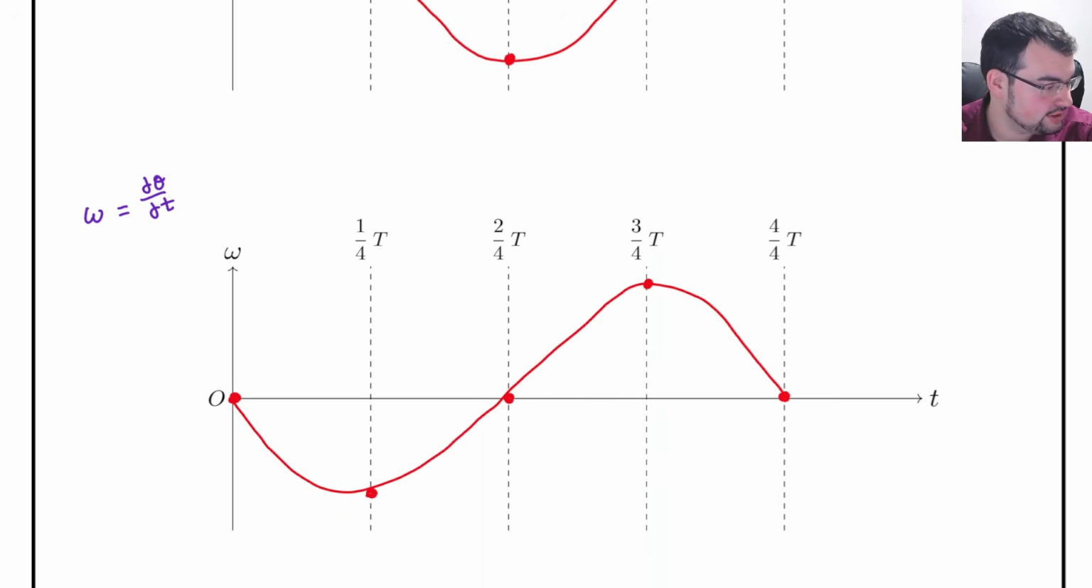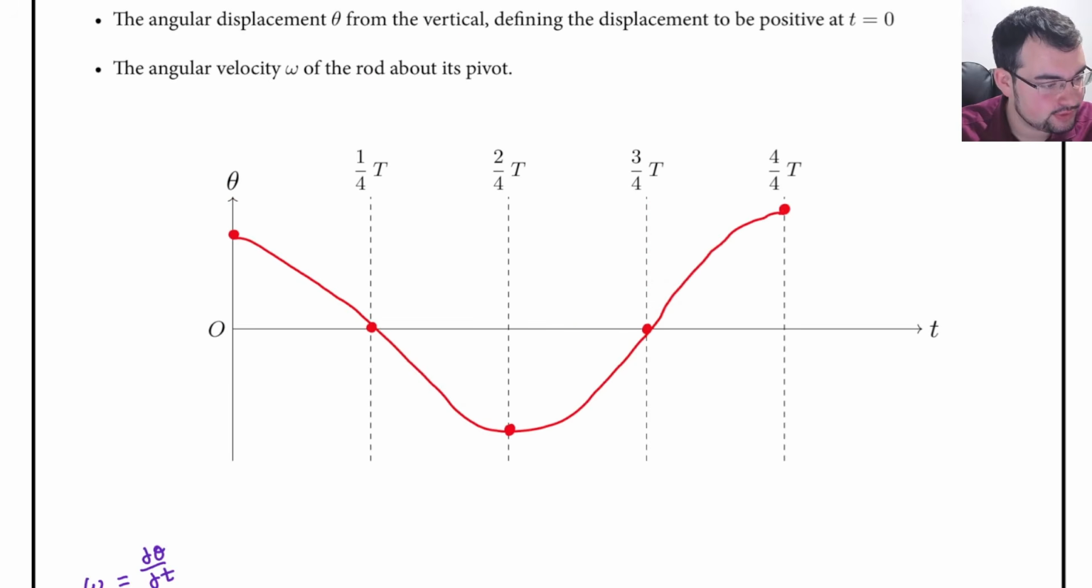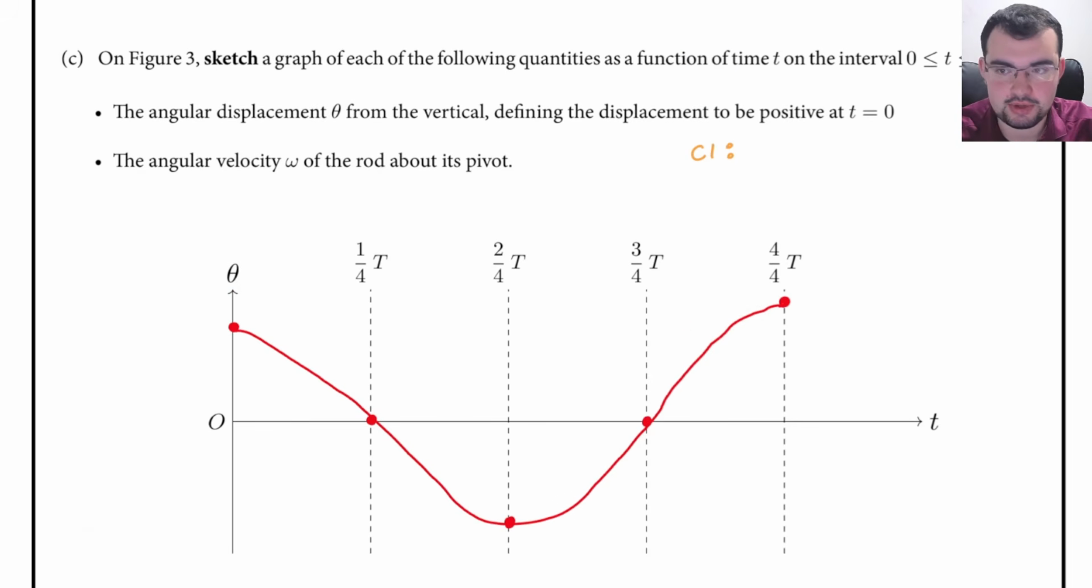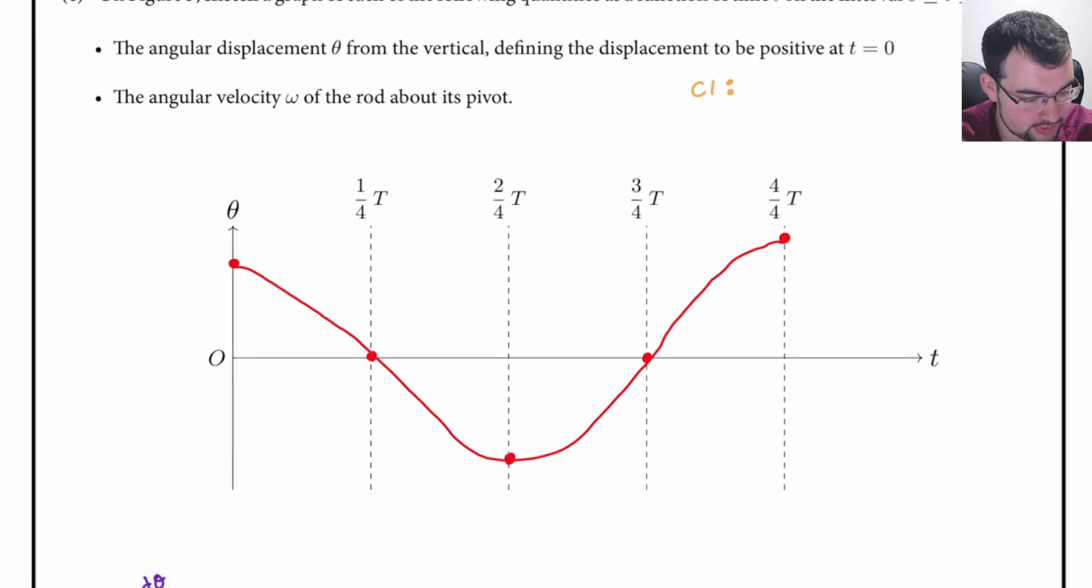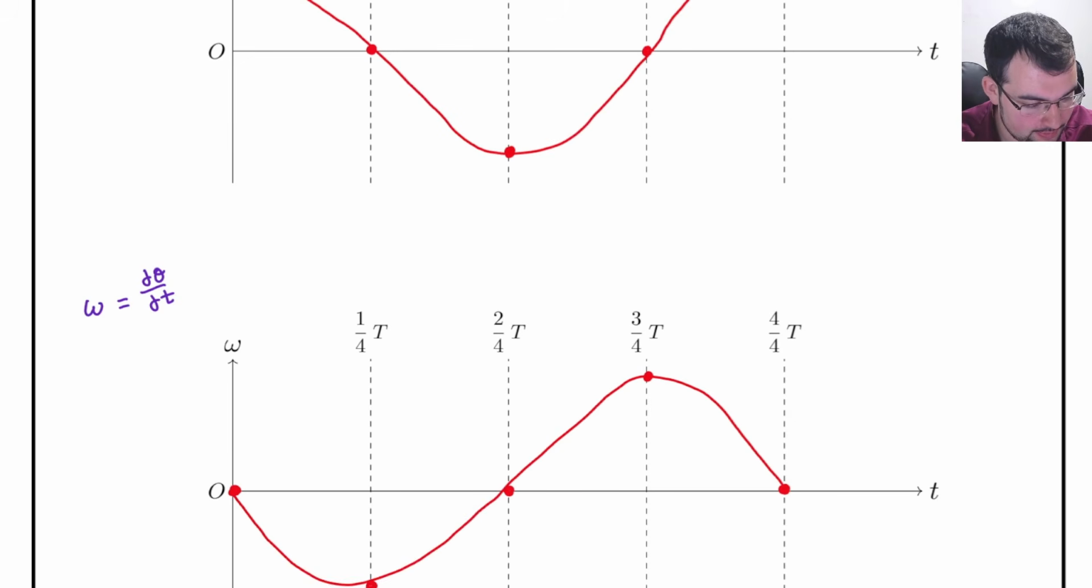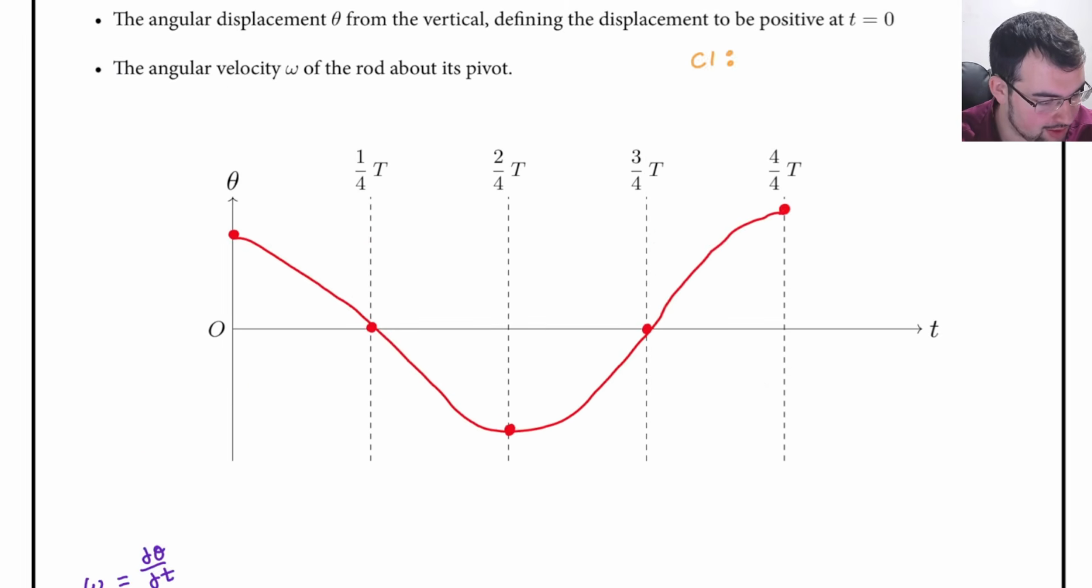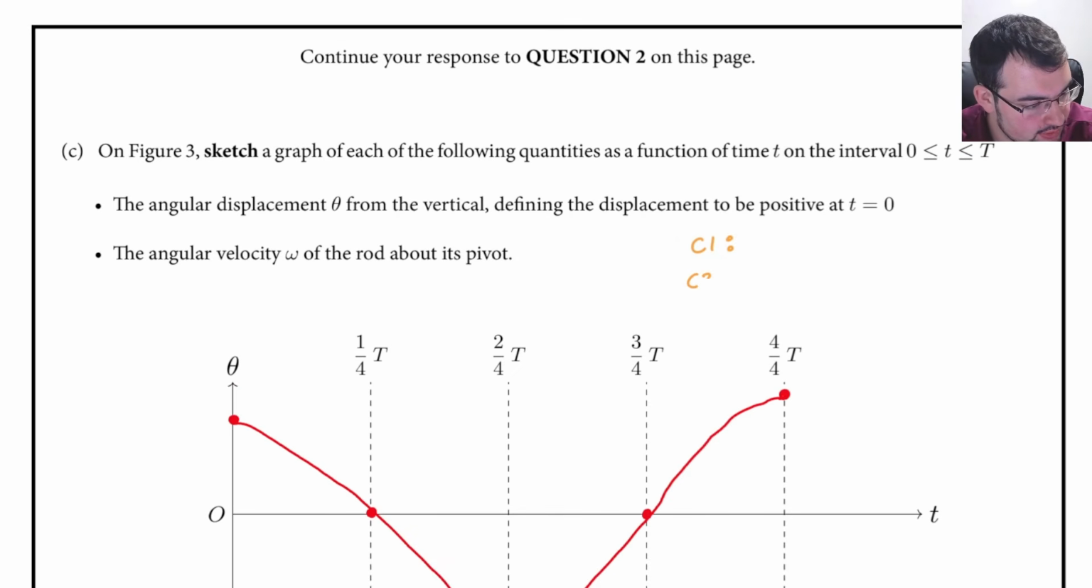So how'd you get points here? Well, your first point, to get C1, you needed... let's see, what do I have here? That's a remember, sorry. I know what C3 is. I know that C3 is omega has to be the derivative of your theta graph.